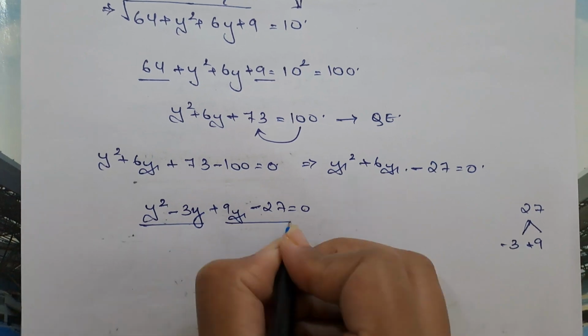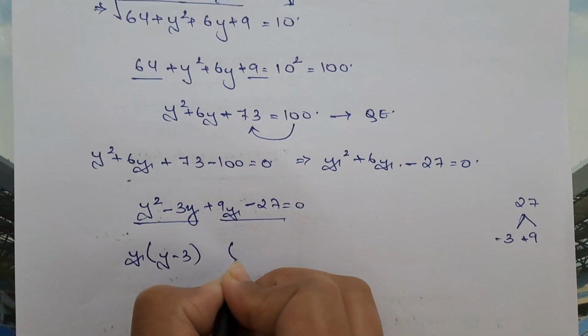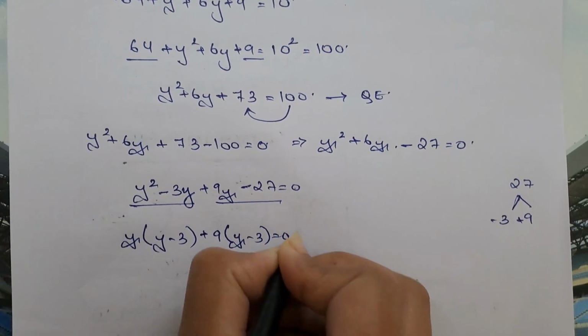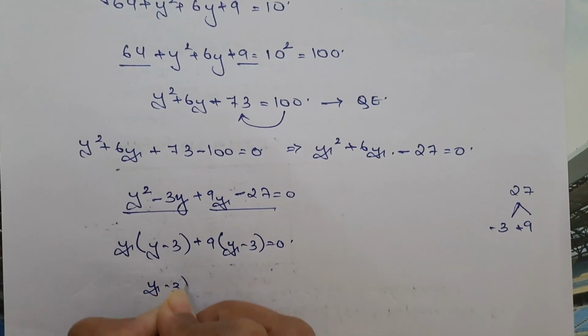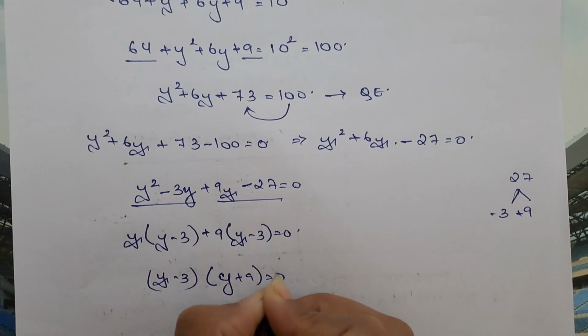Then first two terms, last two terms, y is common in here, y minus 3, here 9 looks to be common, and I go y minus 3 is equal to 0, y minus 3 and y plus 9 is equal to 0.